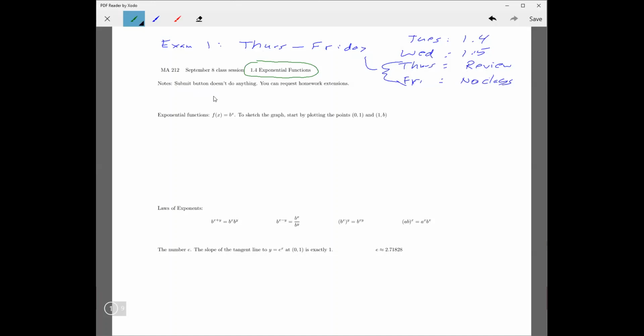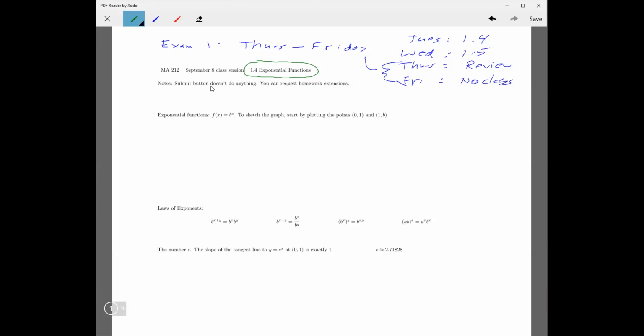The submit button in WebAssign, a lot of you figured this out, doesn't do anything. I'm talking about the submit button at the bottom. Each homework exercise has a submit button, and you submit those and see the result. But once you've hit those submit buttons and looked at each exercise, the button at the bottom of the WebAssign homework page, which says submit assignment, really doesn't do anything.